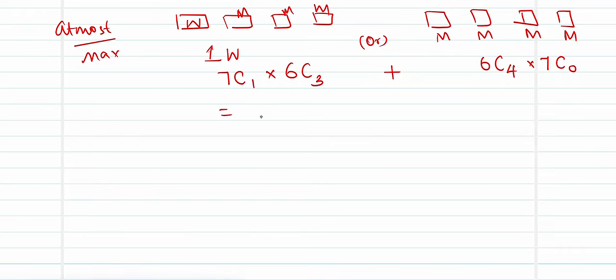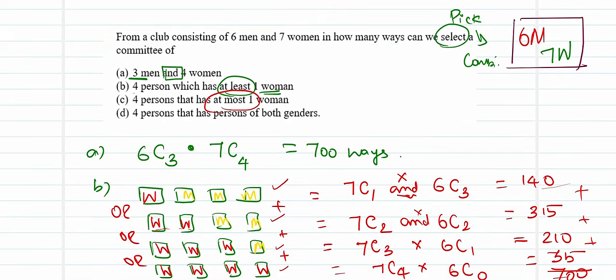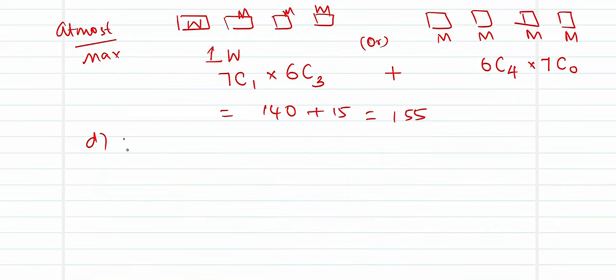In which case we have the answer for the first one to be equal to 140 and 15. So that's going to make it equal to 155. So the last subdivision what we had over here was 4 persons that has persons of both genders. So which means that the last one has 4 boxes, and I need to have at least one of them to be a man and one of them to be a woman.